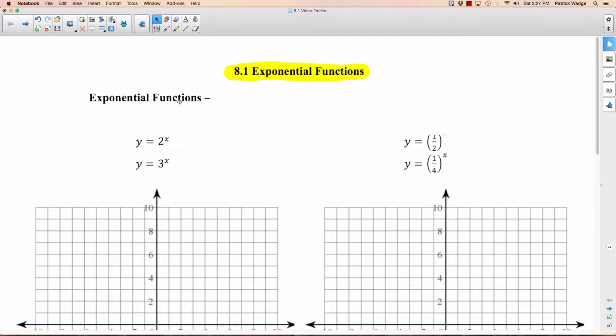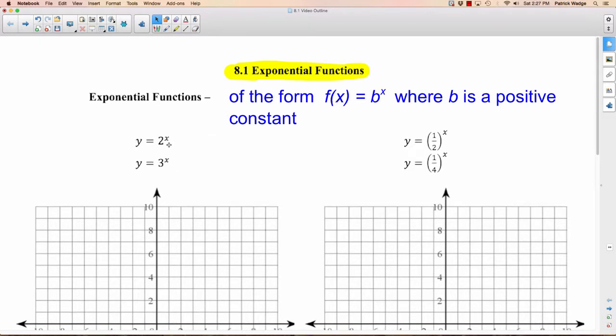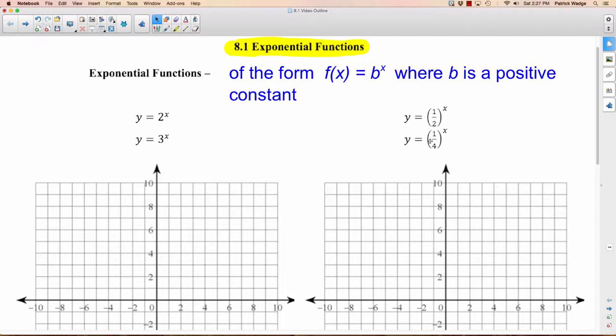the functions look like. So an exponential function is of the form f of x equals b to the x, where b is a positive constant. So the base b is positive, and the x, the unknown, is in the exponent position. Hence, it's an exponential function. So what we're going to do is quickly graph four of them: y equals 2 to the x, 3 to the x, half to the x, and quarter to the x.